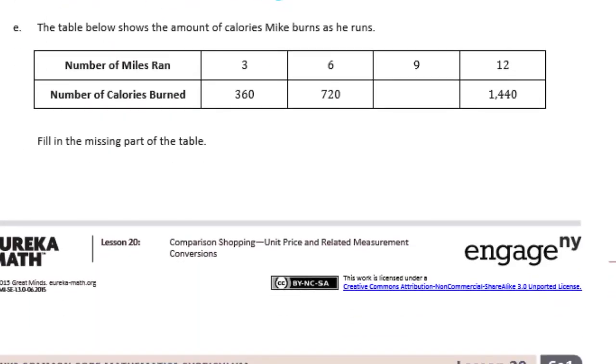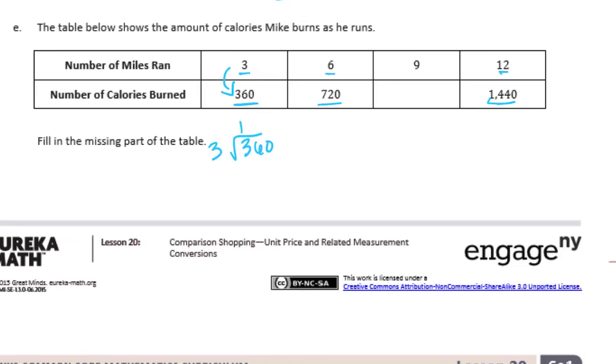E, the table below shows the amount of calories Mike burns as he runs. Fill in the missing part of the table. So when he runs 3 miles, he burns 360 calories, 6 miles, 720 calories, and 12 miles, 1,440 calories. So what do we need to do to get from 3 to 360? We can divide.